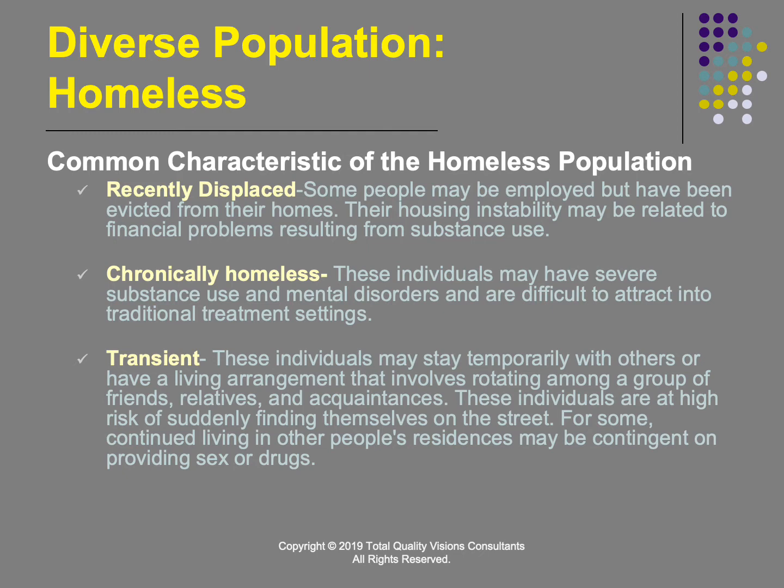Chronically homeless. These individuals may have severe substance abuse and mental disorders and are difficult to attract into traditional treatment settings. Transient. These individuals may stay temporarily with others or have a living situation that involves rotating among a group of friends, relatives, and acquaintances. These individuals are at high risk of suddenly finding themselves on the street. For some, continued living in other people's residence may be contingent on providing sex or drugs.